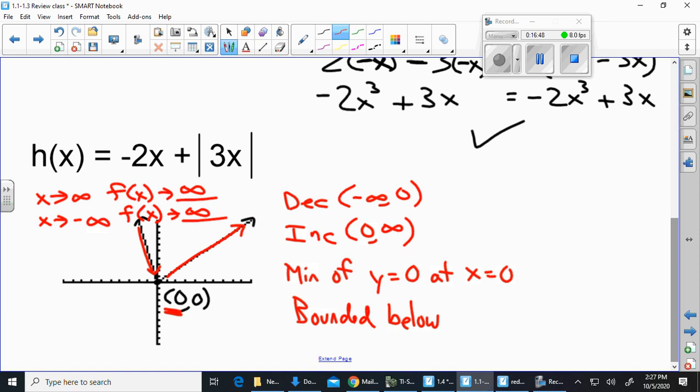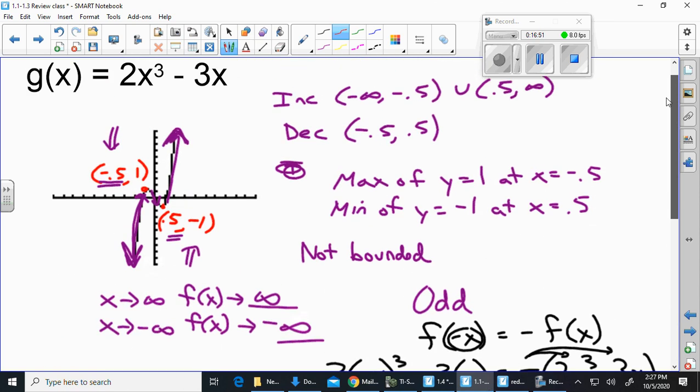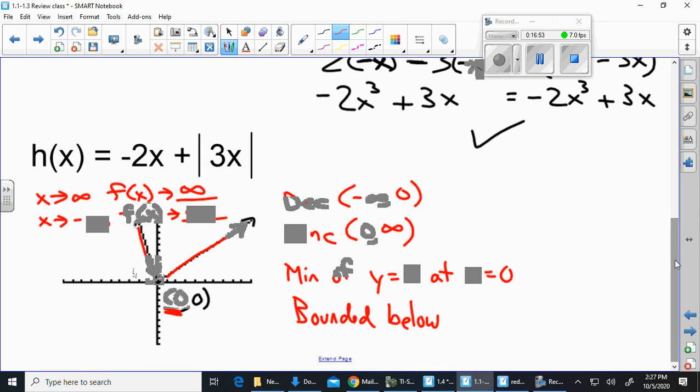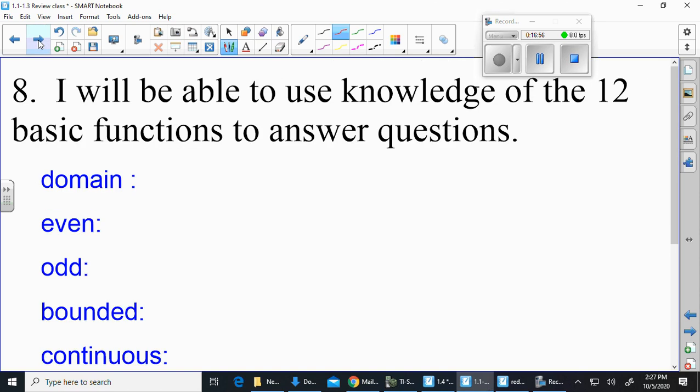I think that's everything that's asked. So hopefully you can answer those questions. Knowledge of the 12 basic functions, the last thing. If I say, what are things that have a domain negative infinity to infinity? Absolute value, a line, a cube, a quadratic. You can think of anything that has arrows to the left and arrows to the right.